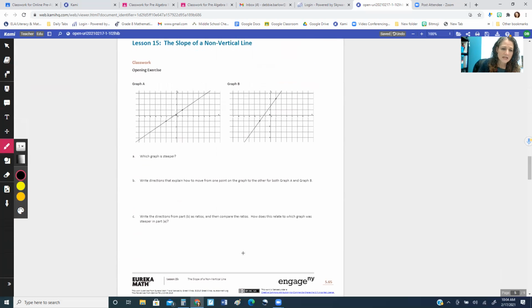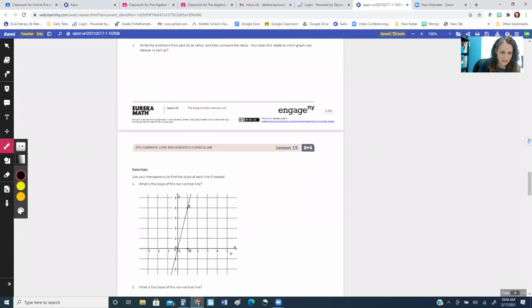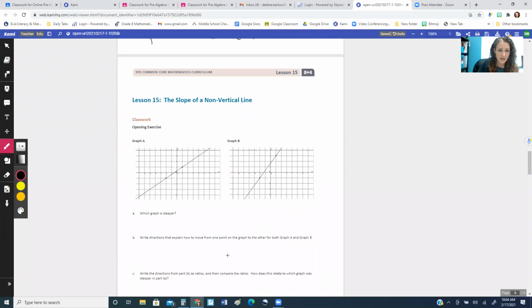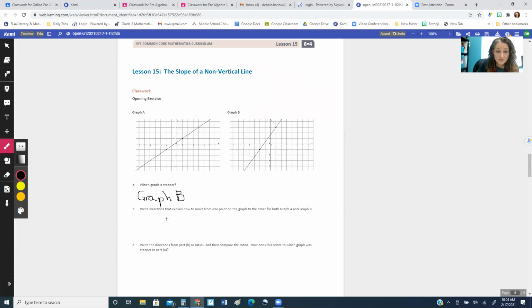Okay, so let's practice the first one in our assignment. Which graph is steeper? Well, graph B. And you can tell that just by looking at it. Graph B is a steeper graph. The directions explain how to move from one point on the graph to the other for both graph A and graph B. So tell me the slope.